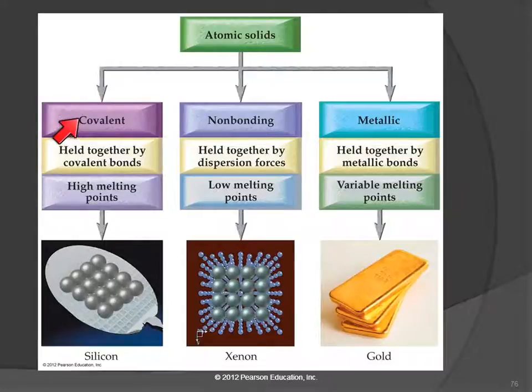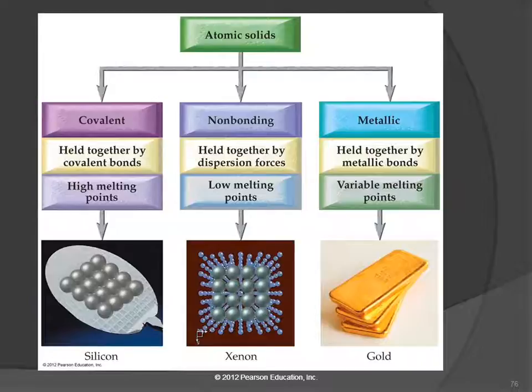We can also have covalent solids, where the atoms are covalently bonded together. A covalent bond is a lot stronger than those dispersion forces. And so these are going to have higher melting points. Examples are silicon, and diamonds are also covalent solids, carbon atoms that are held together by covalent bonds. So a diamond is really just one giant molecule.